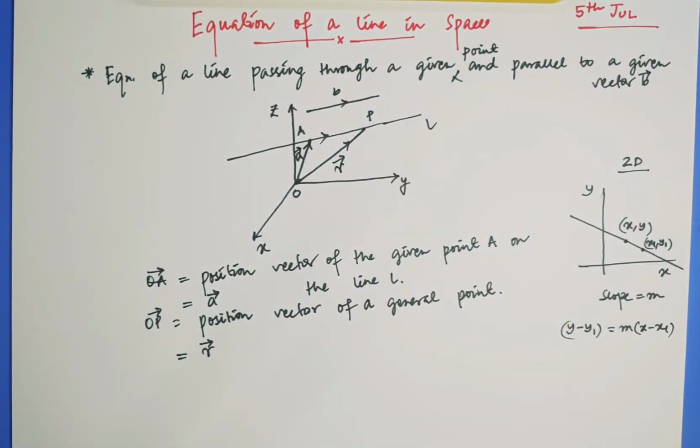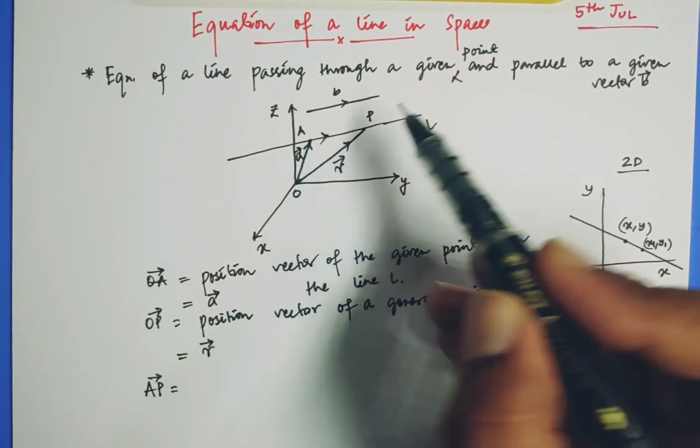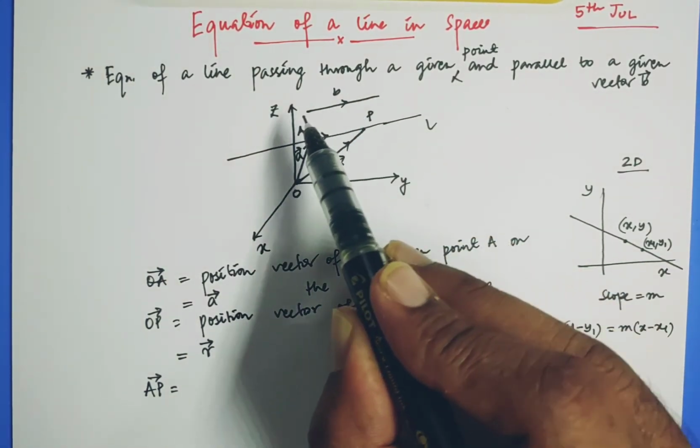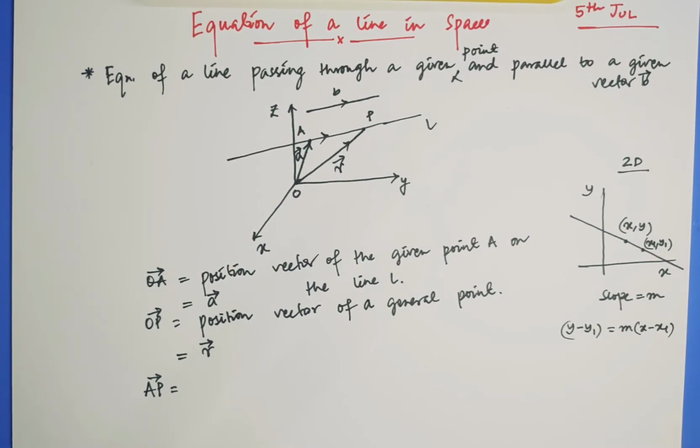Clear? Understood? Can anybody tell me what our AP vector will be equal to? The AP vector, you see, is parallel to this one. So we have already discussed, when two vectors are parallel or when two vectors are collinear, can I say a vector is equal to lambda b vector?